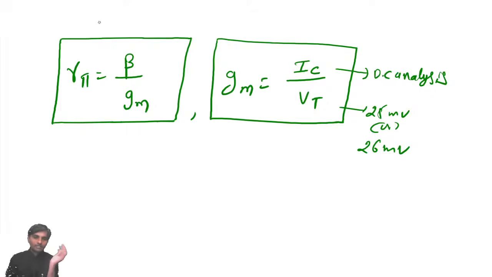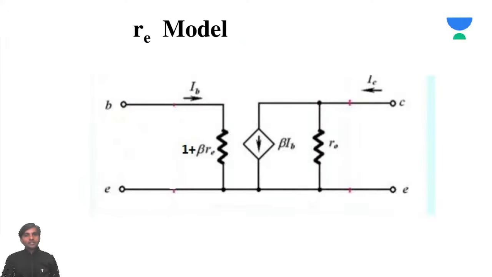You may think that why I'm discussing all these things. Very important. That is the reason why I'm discussing all these things. Okay. Next, another model called RE model. In RE model, it's almost the same as that of the R pi model, but the only difference is you have base, emitter and collector. So I think here some mistake has happened.